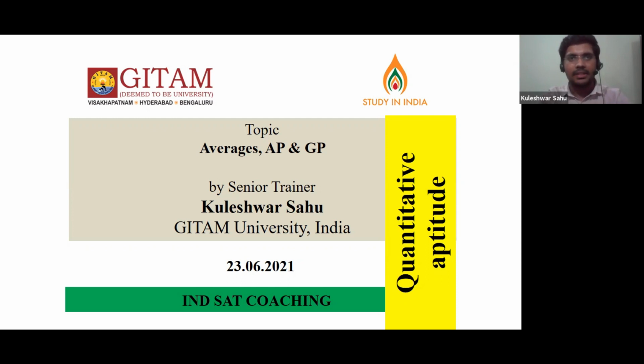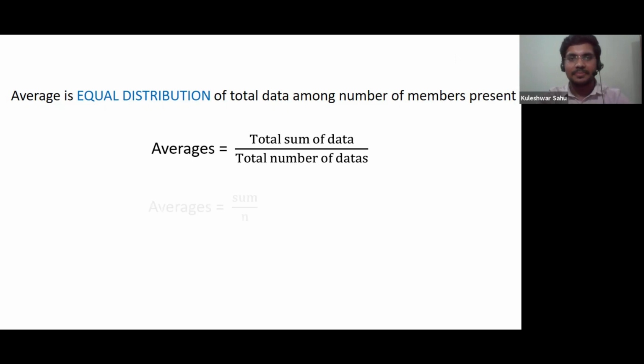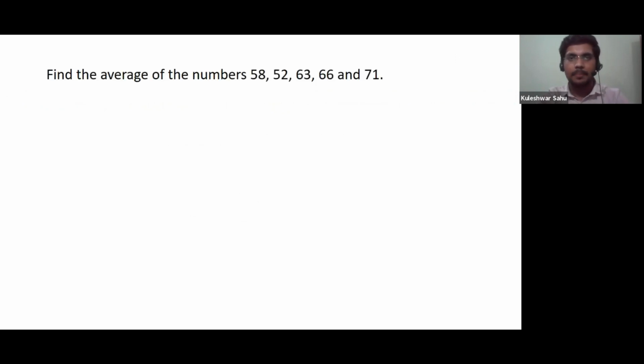What are averages? Averages, in simple words, is the equal distribution of the total data among the number of members present. The formula of averages is given by the total sum of data divided by the total number of data. In short, we can write it as sum by n as well. Let's solve some questions related to averages.